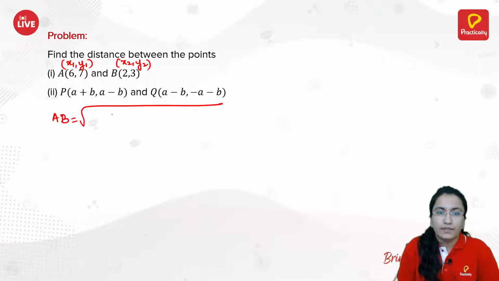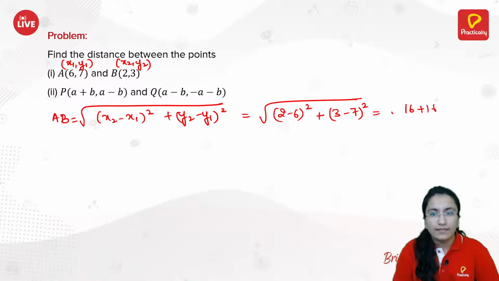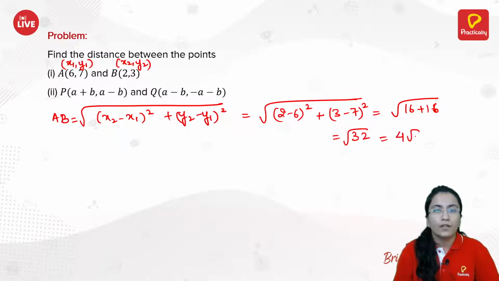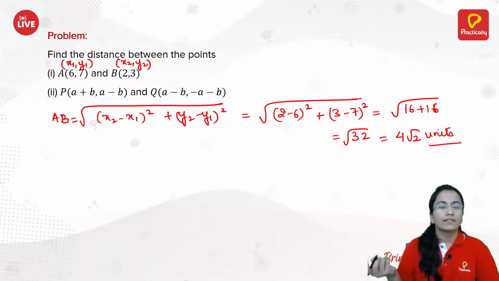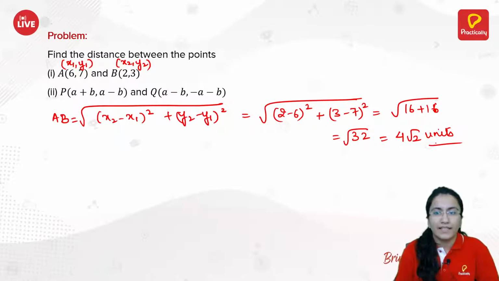So what you need to do is square root of (x2 minus x1) square plus (y2 minus y1) square. This is what you need. This equals the square root of (2 minus 6) square plus (3 minus 7) square. So this is minus 4 square, that is 16, and minus 4 square, again 16. Under root of 32, which is 4 under root 2 units. So this is the distance which is required, and distance is always positive. That's why you have taken the positive sign all over, right?